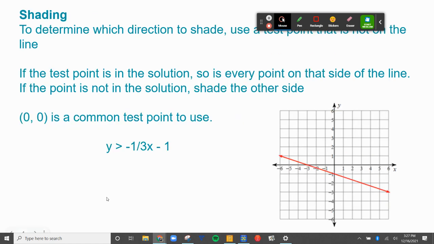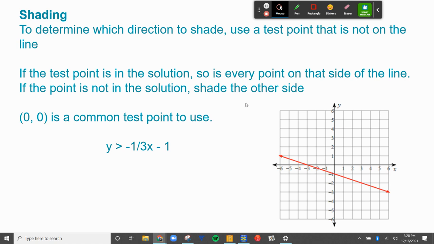Now, the shading part. To determine which direction to shade, we use a test point that is not on the line. If the test point is in the solution, so is every point on that side of the line. If the point is not in the solution, we have to shade the other side. So here, I provided an example. y is greater than negative 1/3 x minus 1. So let's use 0, 0, that origin point, as a test example, because it's definitely not on the line.